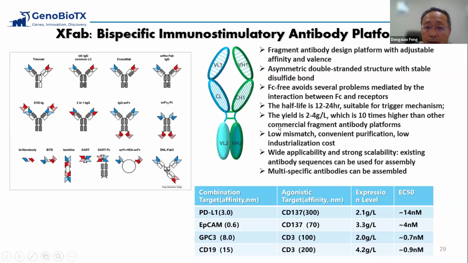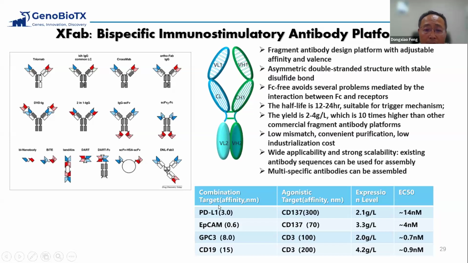In the 293 cells, the expression level of the XFAB bispecific antibody can reach normally 2 to 4 grams per liter. The highest may reach 6 grams per liter. And because it's the asymmetric double chain structure, the mismatch is pretty low, and you can use conventional method for purification and can lower your cost for the CMC process.